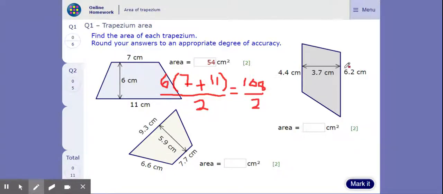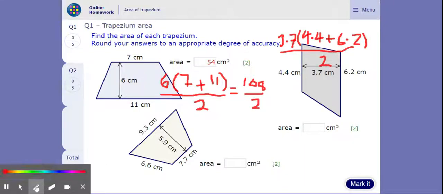That's this one and this one. So it's 4.4 plus 6.2. So we've got 4.4 plus 6.2. We've got that multiplied by the height. Now this is the height because the trapezium's on its side. So we're going to multiply that by 3.7 and we divide the whole thing by 2.